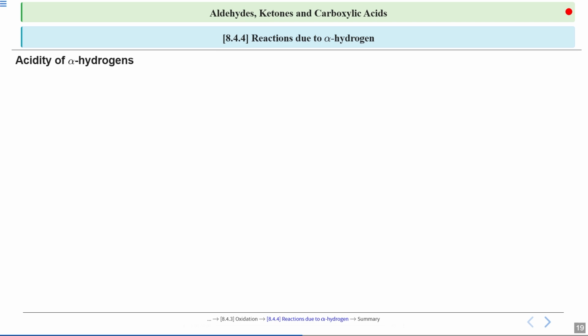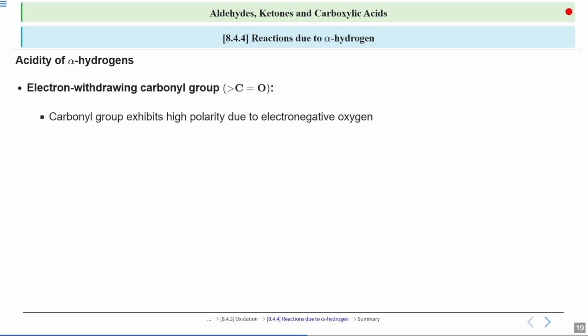Now we will move on to the next part and we will see the acidity of alpha hydrogen. Okay, first let us understand the acidity of alpha hydrogens. Now we all know that the carbonyl group, which is represented as C double bond O, plays a significant role due to its electron withdrawing nature. We all know that oxygen is more electronegative, so it has a partial negative charge and the carbon has a partial positive charge. Now this group is influencing the acidity of alpha hydrogens.